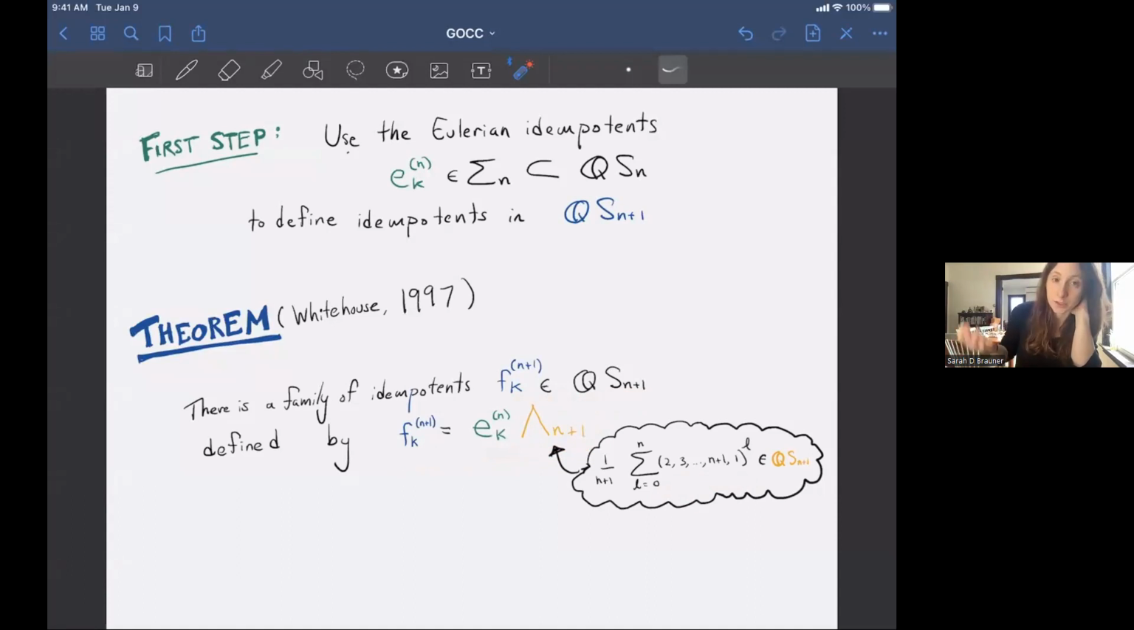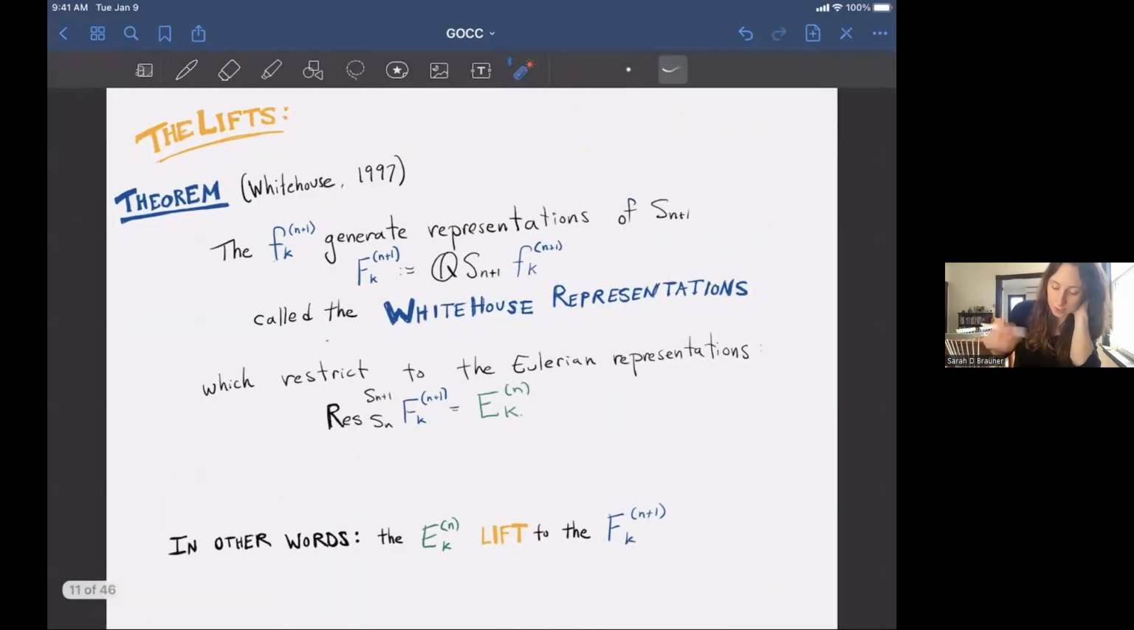So it's not obvious that that's true, but it turns out it is. And she said, okay, well, those idempotents generate representations of Sn+1 in the same way, where I'm just thinking about the ideal that they generate in the group algebra. Okay, and we'll call those representations the Whitehouse representations.